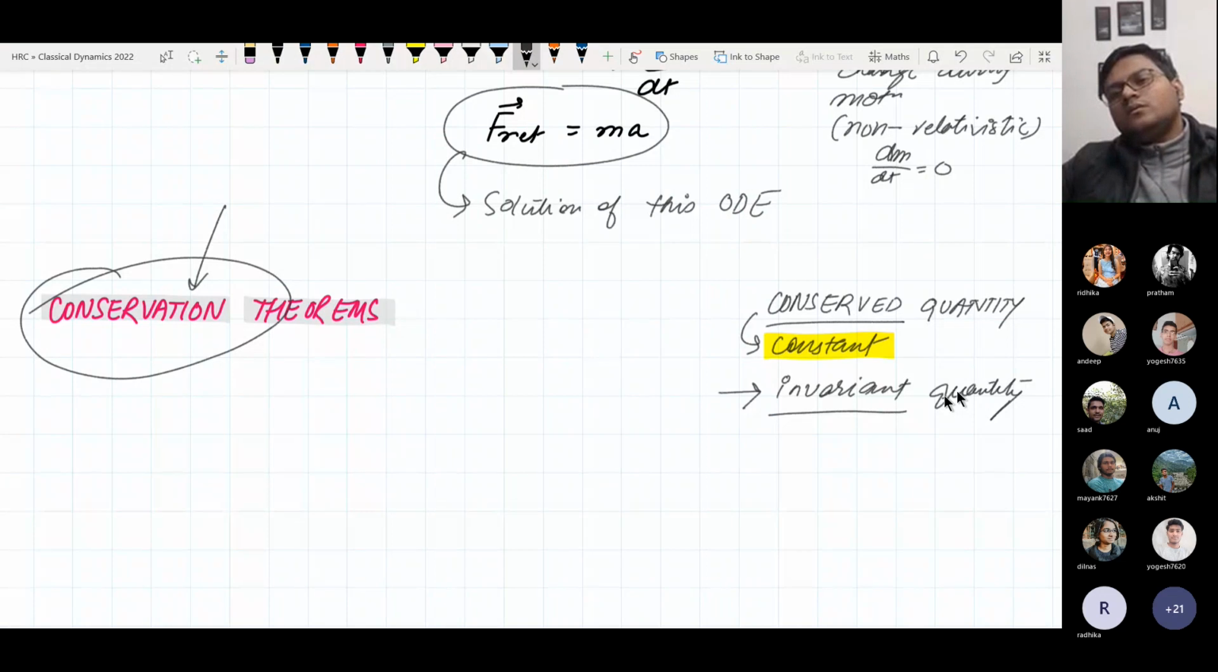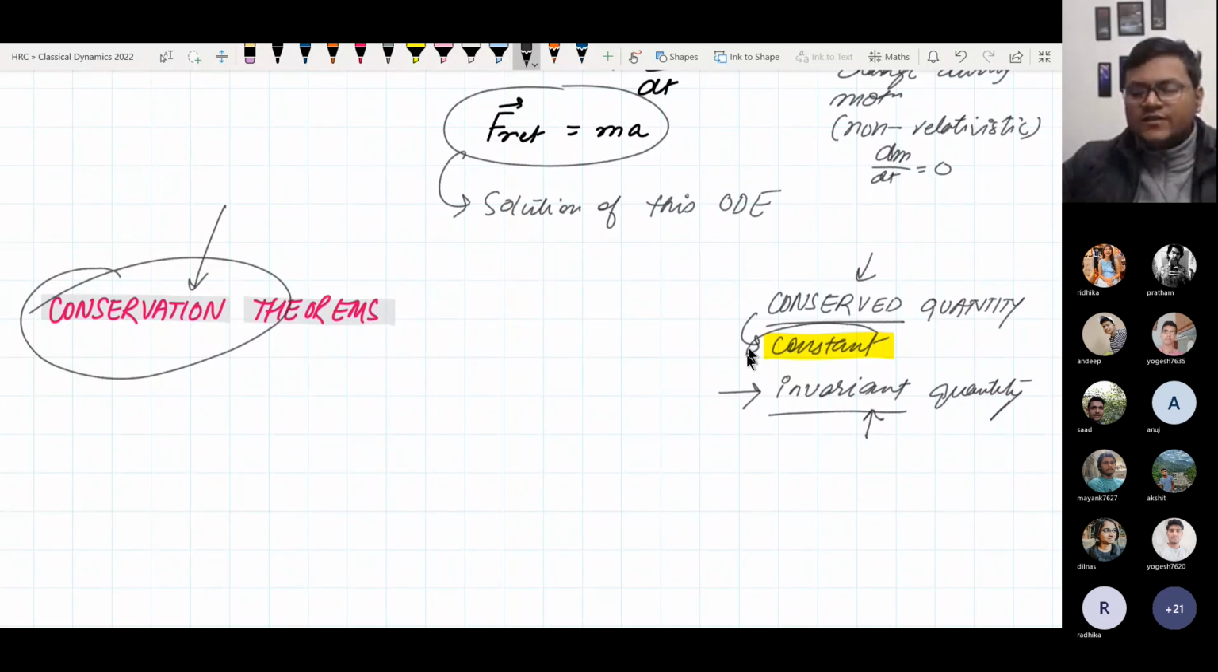Invariance has to do with coordinate transformation. So conserved quantity has to do with what? It doesn't have to do with coordinates, right? It is not associated with transformation of coordinates. So how is it different? If I say something is conserved, what do I actually mean?